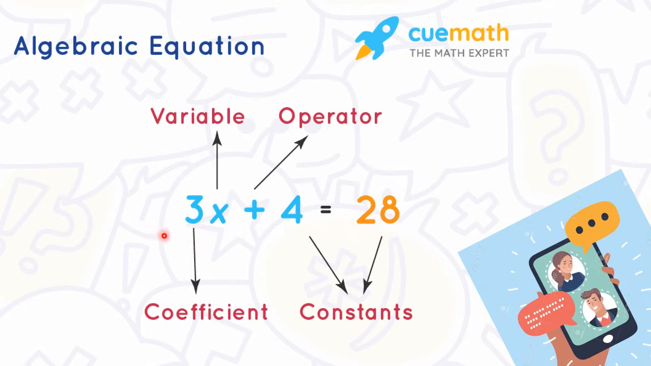Kasi when we try to look at this, parang mas naging mahirap yung problem sa math. May mga x na, may plus 4, may gumagamit na ng variables, constant. So we will explain that.